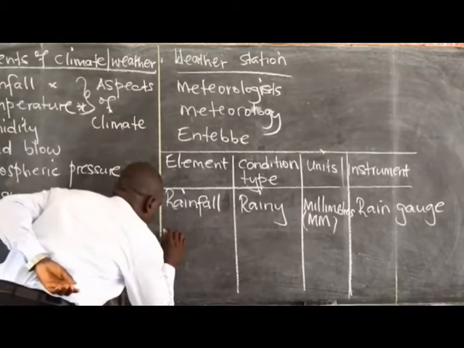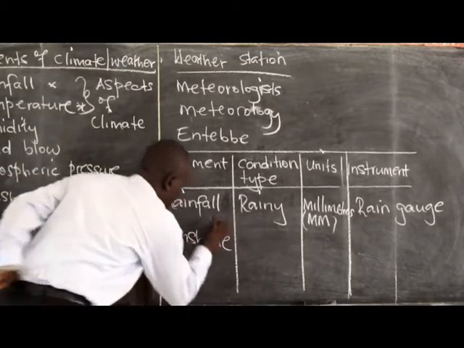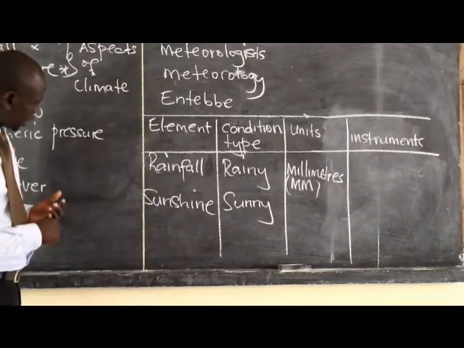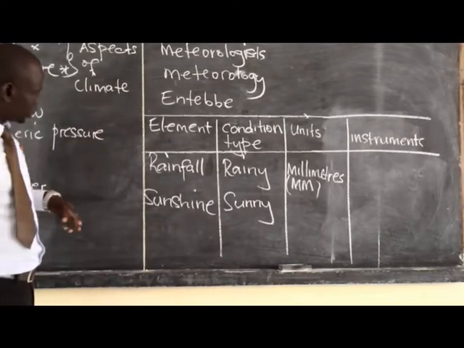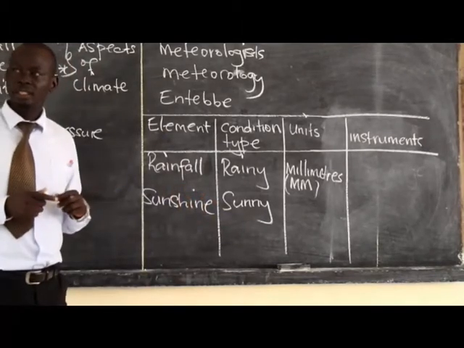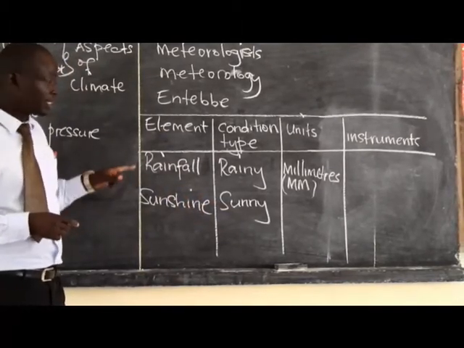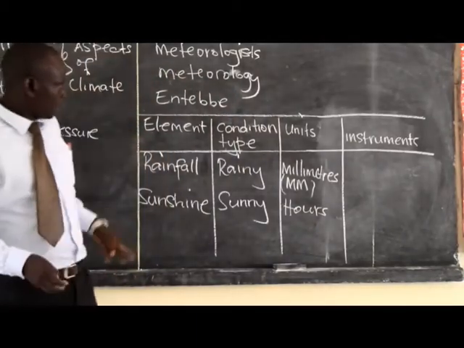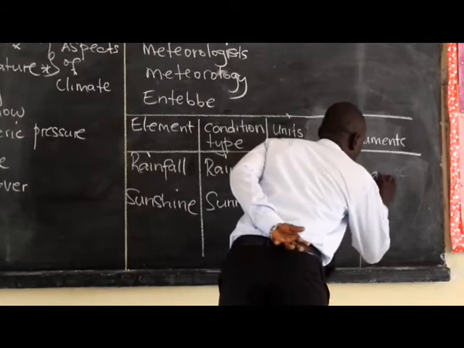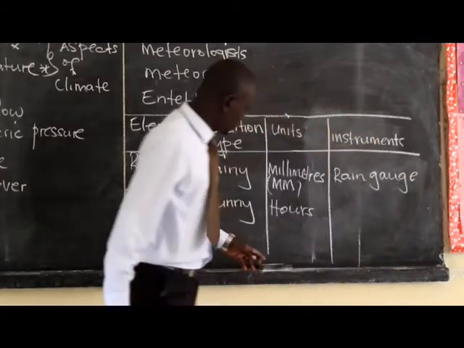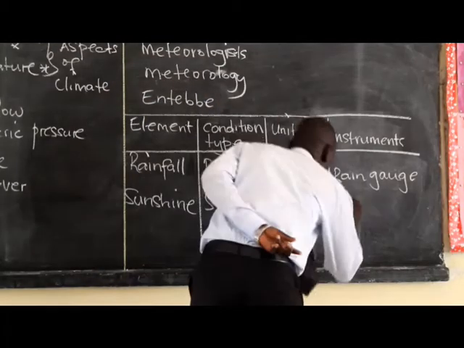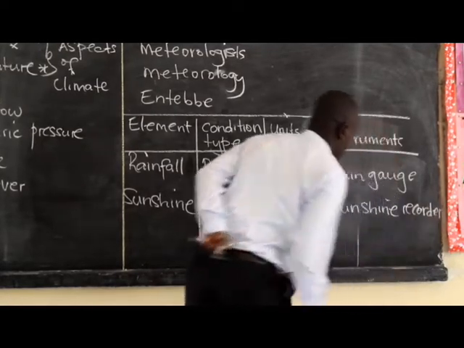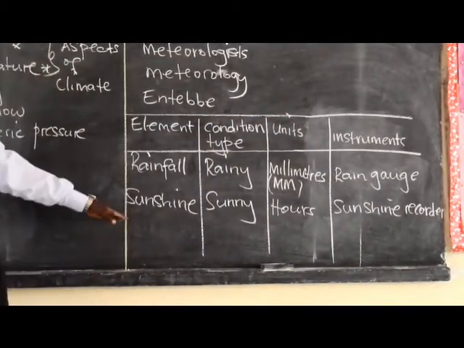Now let's look at the second element. Here we shall have sunshine. So we got the second element, which is sunshine, and the condition we get from sunshine is sunny. Now the units that we use for measuring sunshine, this time we use hours. Now let's go to the instrument. The instrument which is used for measuring sunshine is called a sunshine recorder.